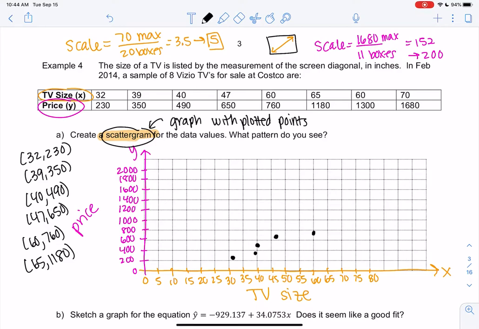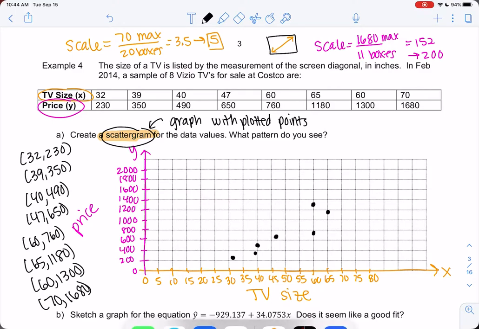760. 65 and 1180. Two more. 60 and 1300. So a scattergram is just plotting them all. So 60 shows up twice. That's fine. That's just two different TVs. They happen to be the same size, but they have different prices. And then 70 and 1680.